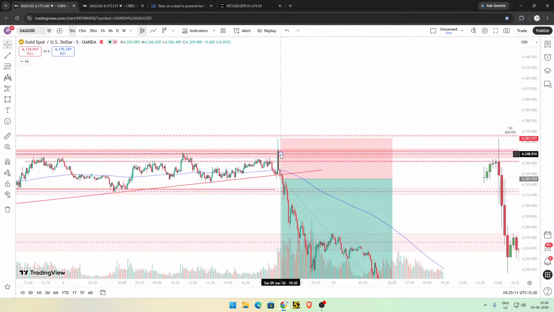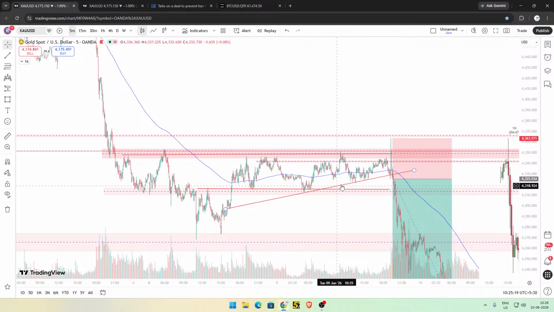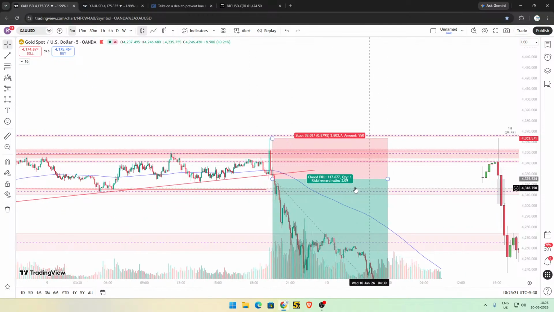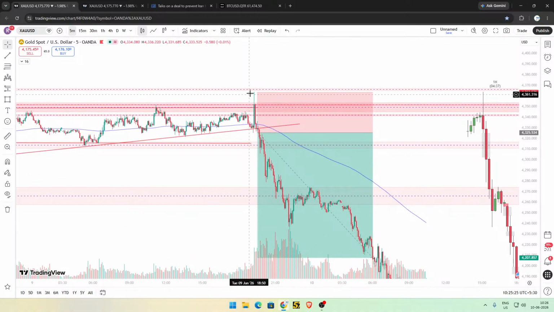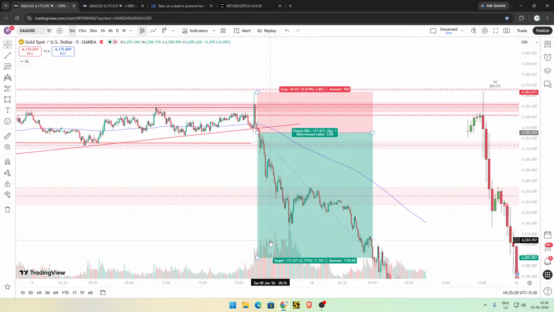So here all the buyers got trapped, those who have exited, and then there is the breakdown of this trend line. So you could have entered over here keeping a stop loss over there, and 1:3 is fulfilled.